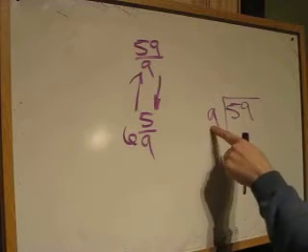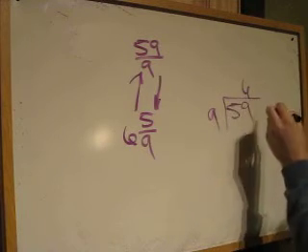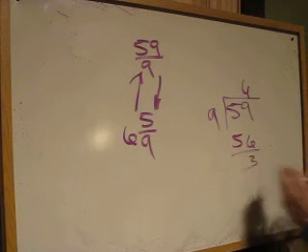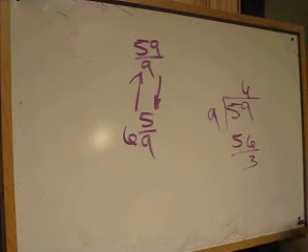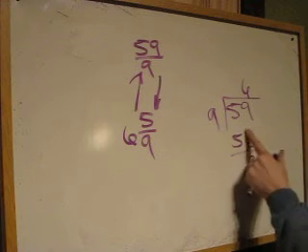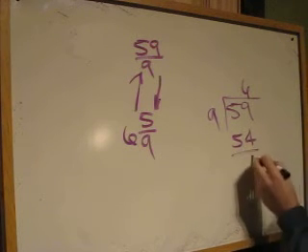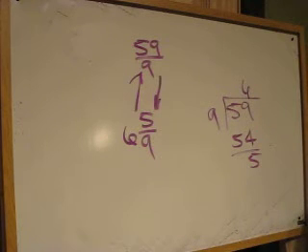So we just divide. 6 goes into 59 6 times. 6 times 9 is 56. Left with 3. Make sure I've got everything. Oh, I'm sorry. This is a 54. No wonder it wasn't working right. Yes, you gotta watch your math. Watch my math, I guess I should say.